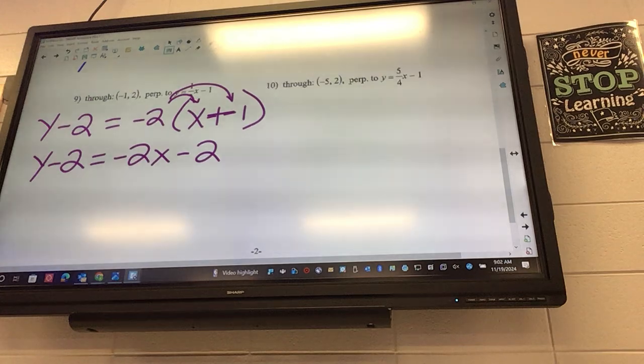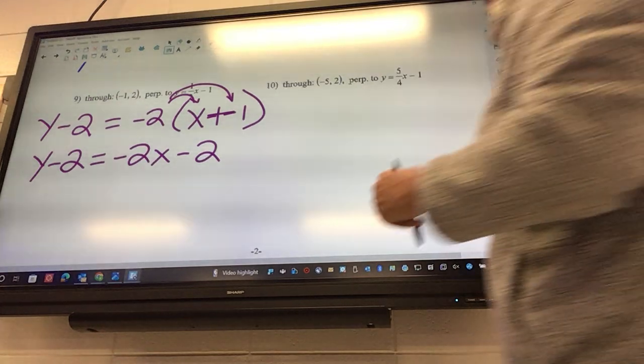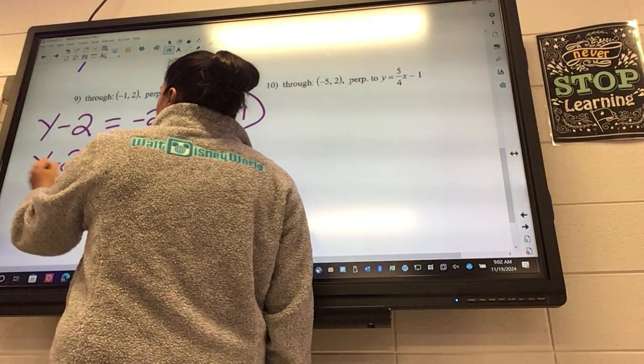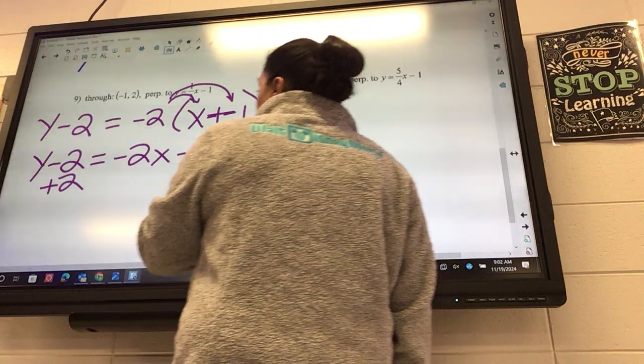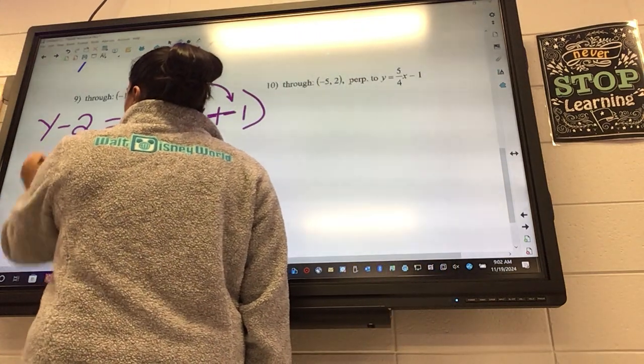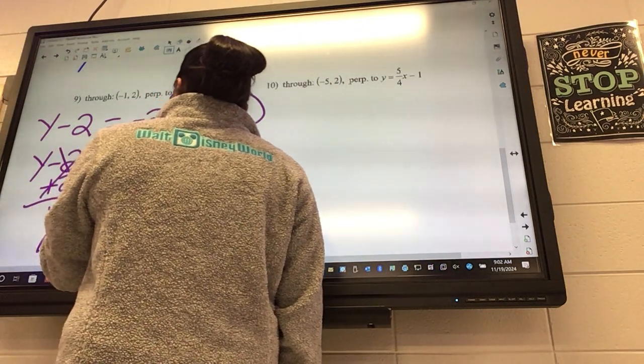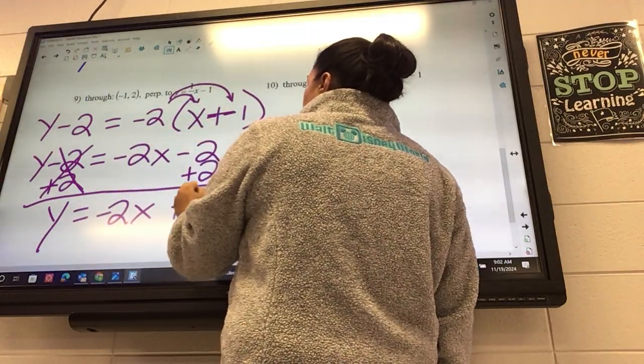And then what? Plus 2 on both sides. So we get y equals -2x plus 0.